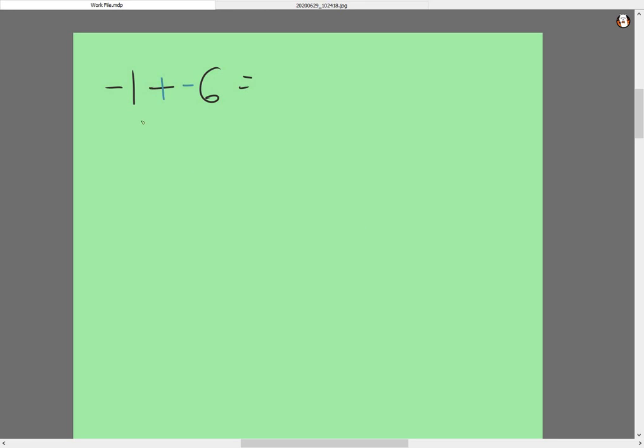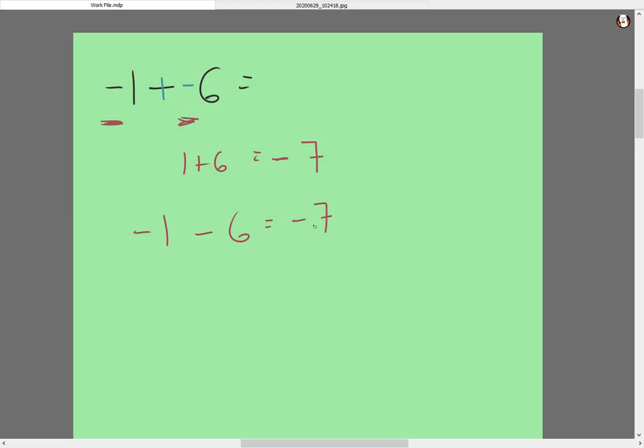Well, I know that when I'm adding things with the same sign, I'm just going to add the numbers together and take that sign, right? These are negative, so this must be a negative. So, negative 1 minus 6 equals negative 7.